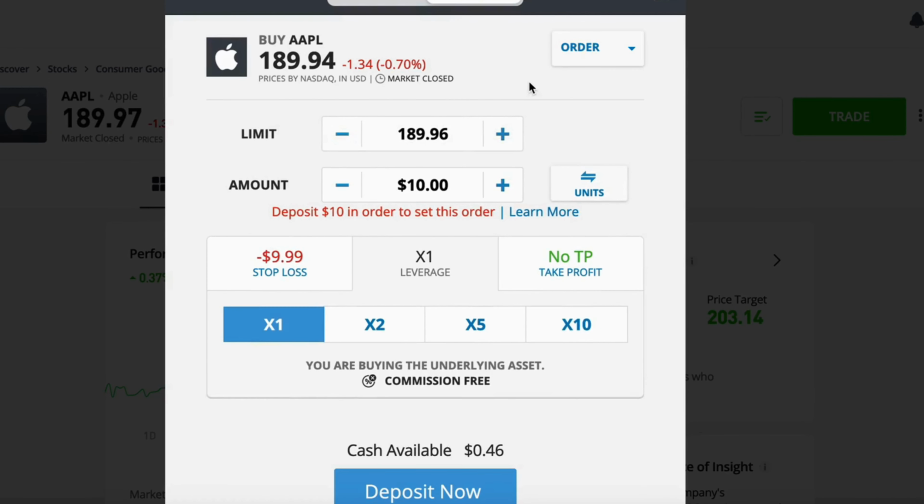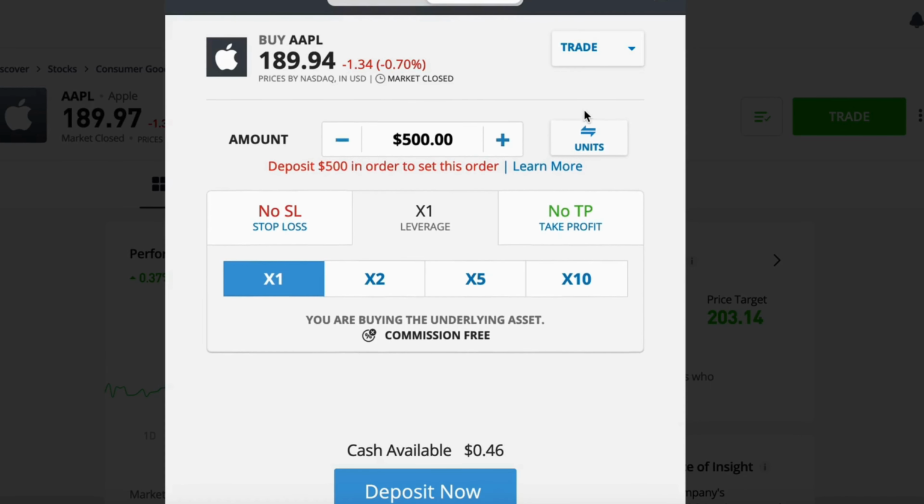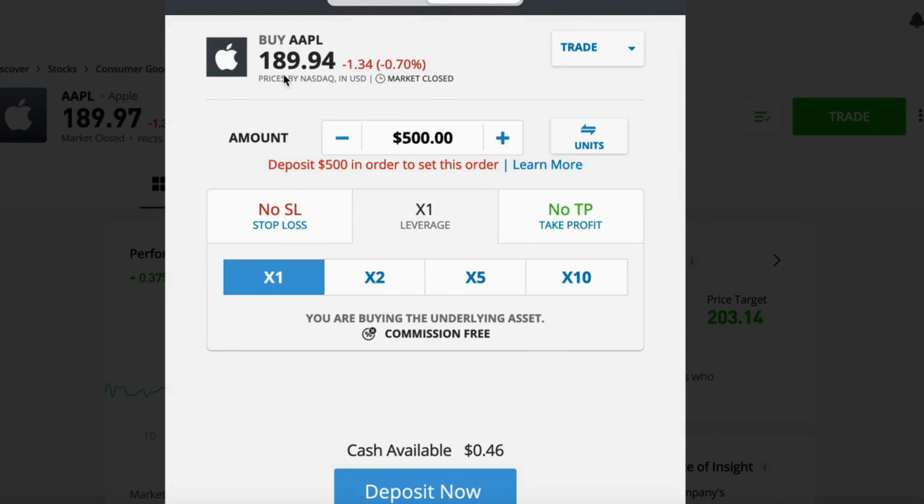To sum it up, an order is like your game plan, based on your projection. A trade is instant, you may call it going with the flow. And there you have it, the difference between orders and trades on eToro.